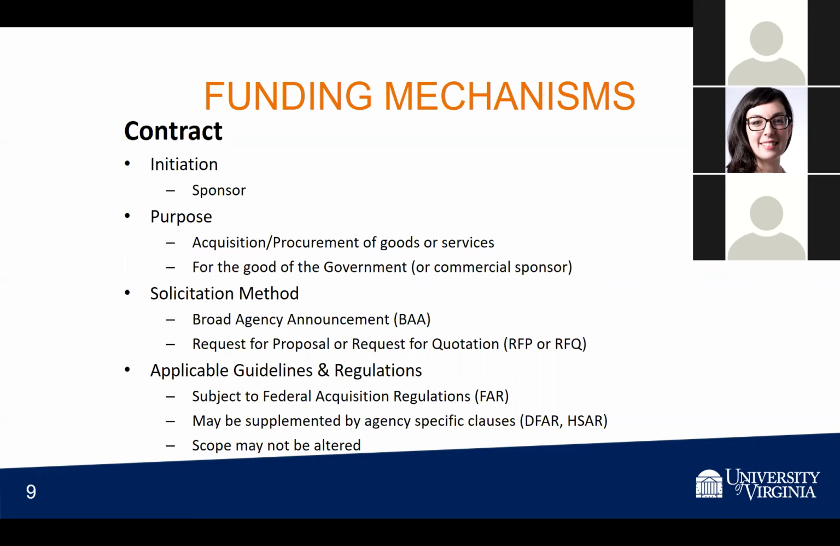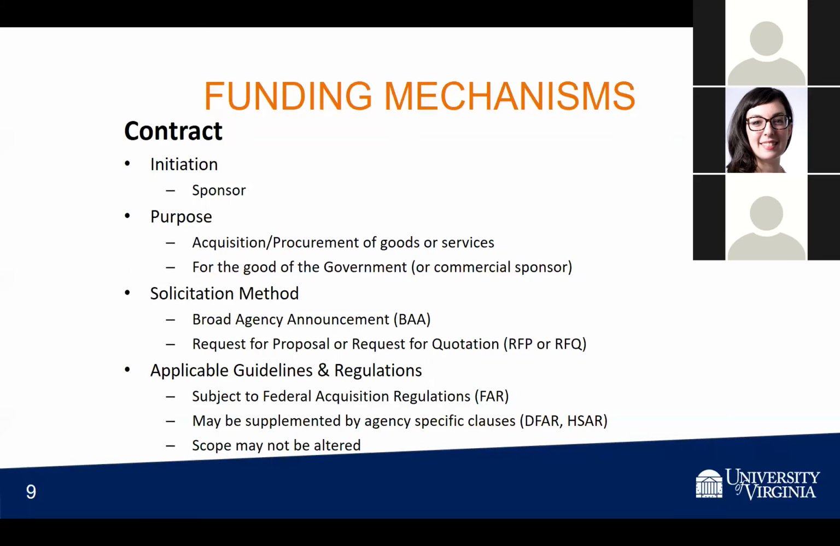And along with that, it's not subject to uniform guidance, it's subject to the FAR, the Federal Acquisition Regulations, which govern federal procurement. And similarly to the uniform guidance, there are going to be some other agency-specific clauses, such as the DFARS, the HSARS. NASA has their own FAR supplement as well. Typically, the scope cannot be altered because the government says, we're buying this service, this is what we need, this is what you need to deliver. So there's a lot less flexibility here.